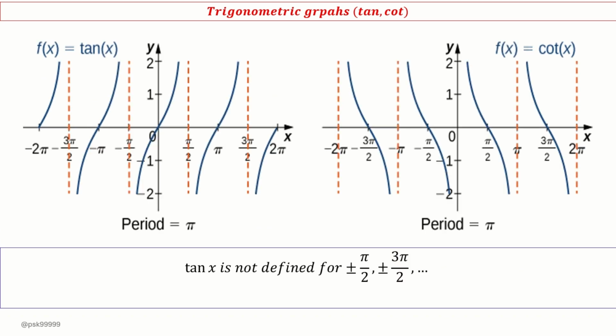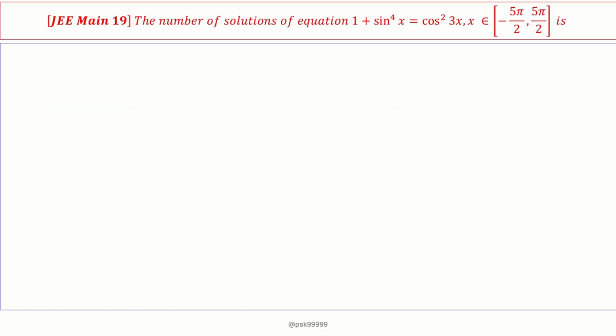And as you know, tan is not defined for plus or minus pi by 2, plus or minus 3 pi by 2, and so on. Okay, they are not defined. So the graph looks like this, and cot looks like this, exactly a mirror image basically. And cot is not defined for 0, plus or minus pi, plus or minus 2 pi.